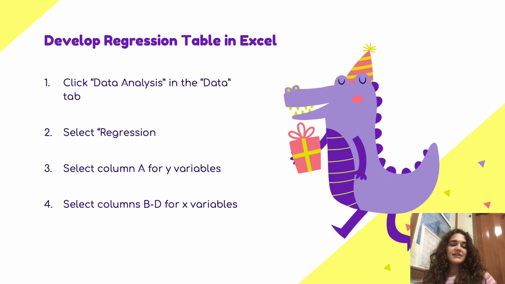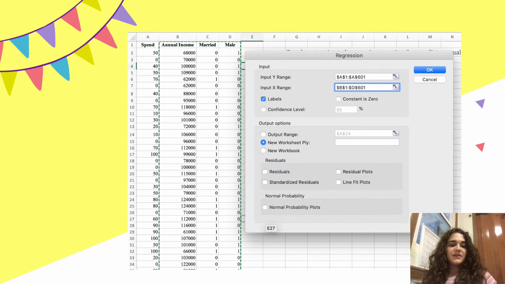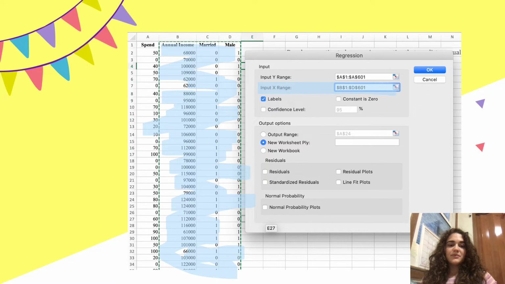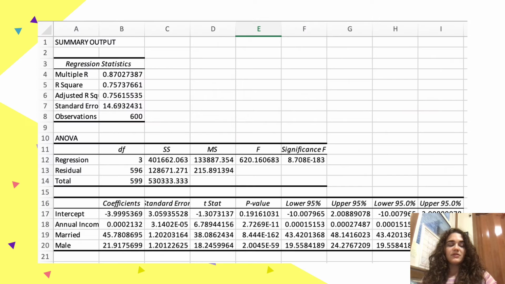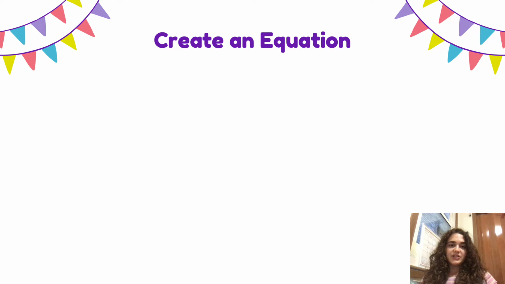So that means that we need to select columns B through D for our X variables because they are what determines how much money is spent on gift cards. So in columns B through D, this whole thing right here, we're going to put that in our X input range, and as always, select labels and press OK. At this point, you'll put out this big summary output table full of all kinds of different statistics, and at that point, we're ready to create our equation.